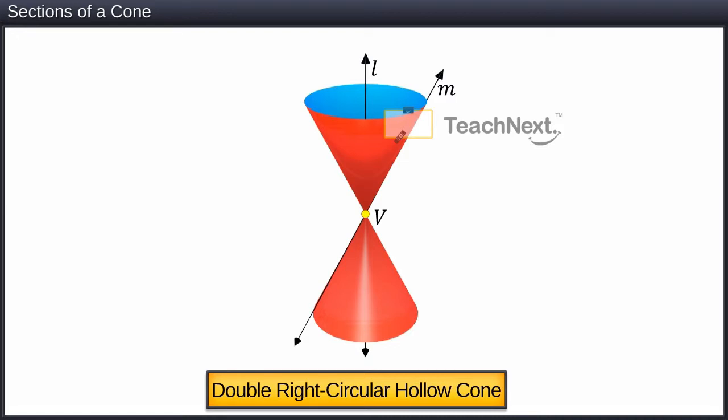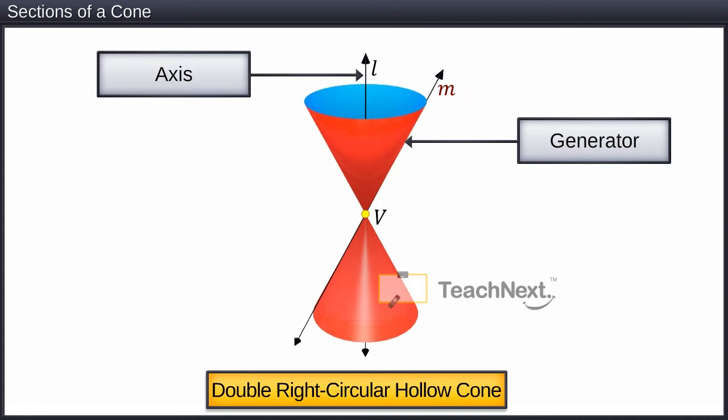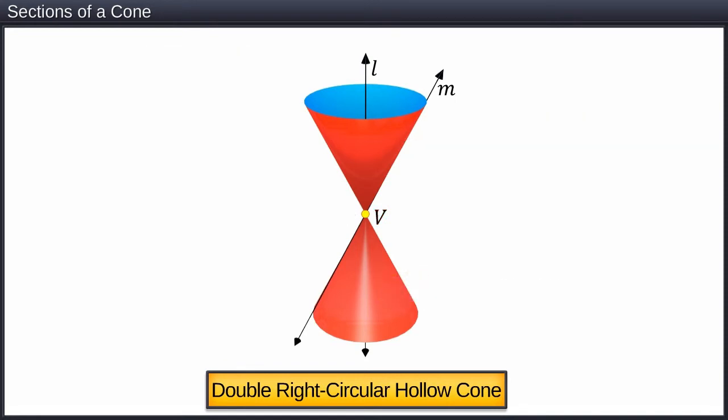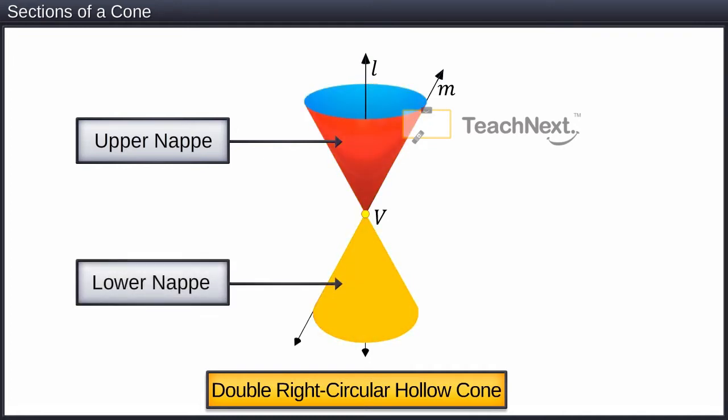Let us identify the different parts of a cone. The fixed vertical line passing through the center of the cone is called its axis. The rotating line M that generates the surface of the cone is called the generator. The fixed point at which the generator cuts the axis is called the vertex of the cone. The cone is divided into two parts by the vertex. The upper part is called the upper nappe and the lower one is called the lower nappe.